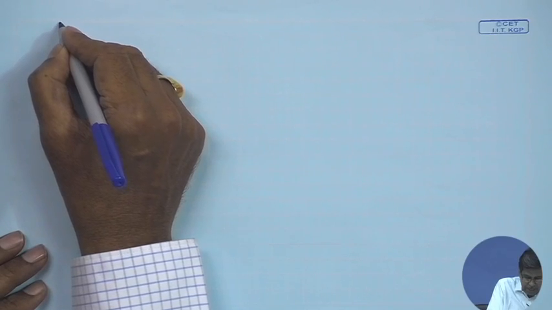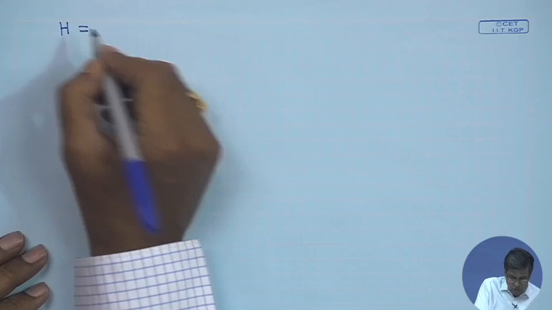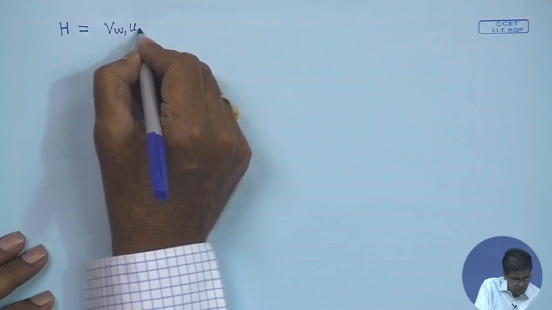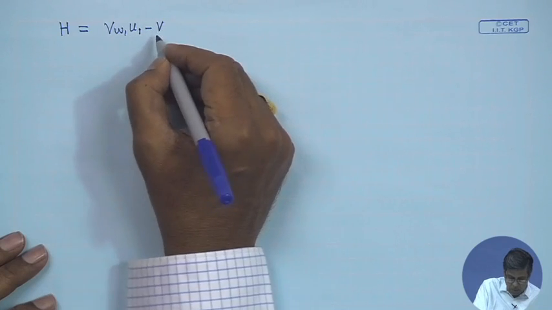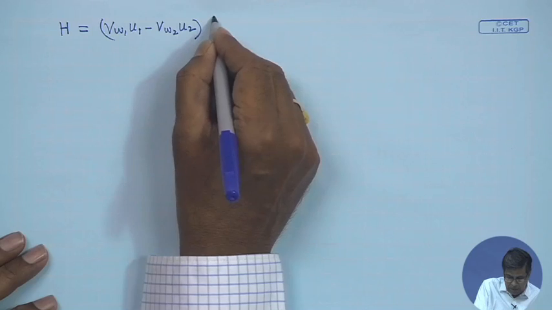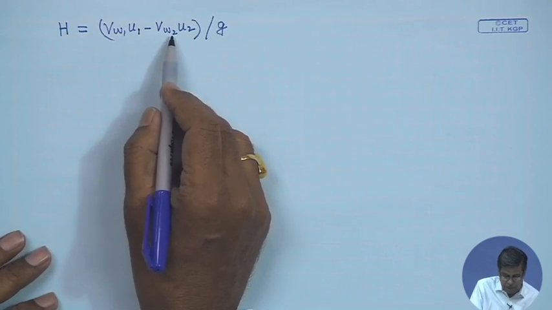Good morning and welcome you all to this session of the course on fluid machines. In the last class, we discussed that the energy per unit mass, that is the head which is delivered by the fluid to a fluid machine, is given by this expression: VW1 U1 minus VW2 U2 divided by g.